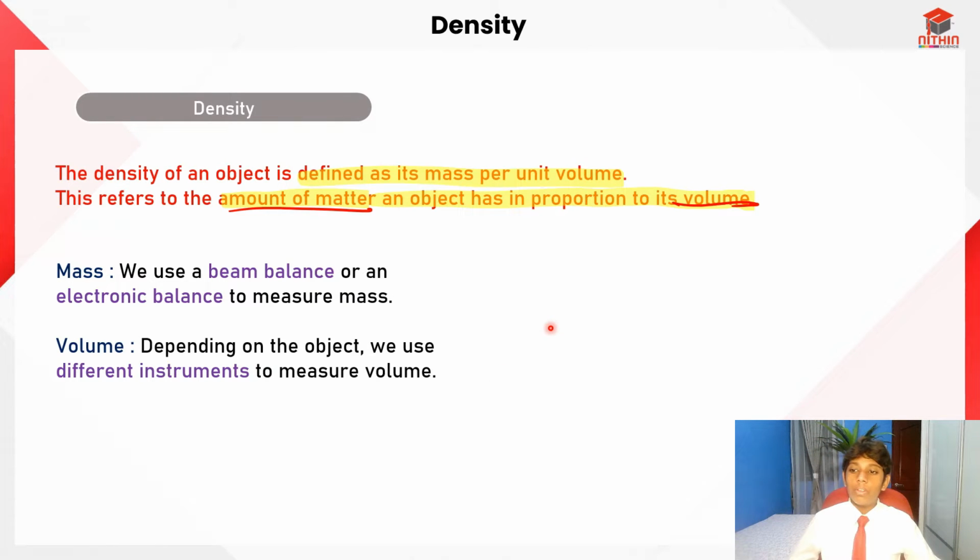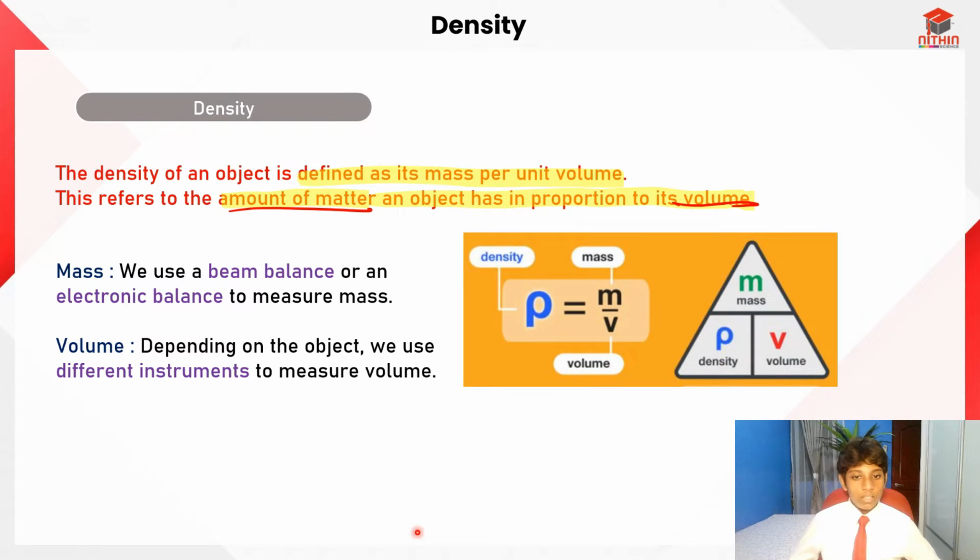Next, we need to measure 2 things when we are taking a look at density. We need to know mass and volume. Do you know why? Because of this thing called the density triangle over here. Please do take a look at this. We represent density using this symbol, it looks like a P, so we use that symbol to represent density.